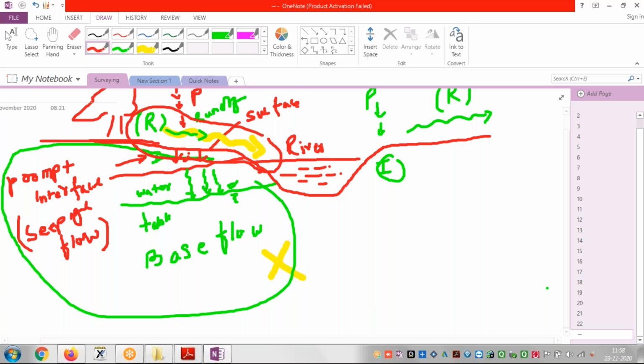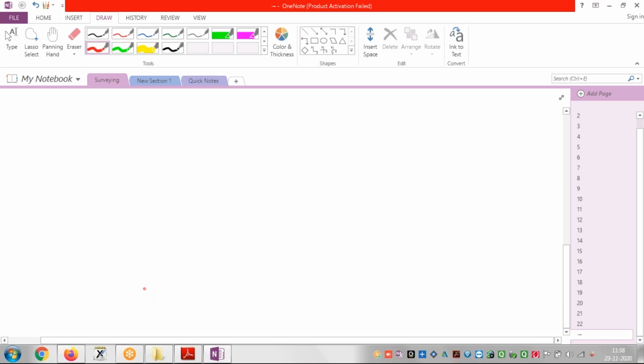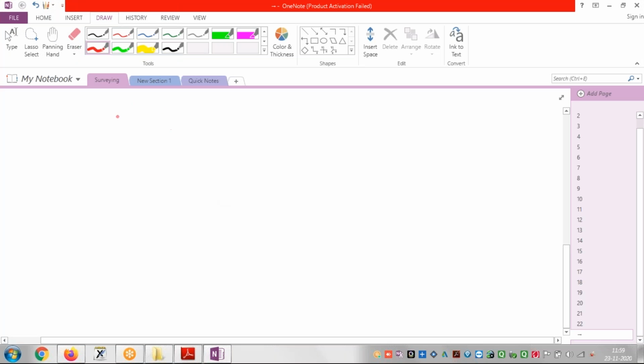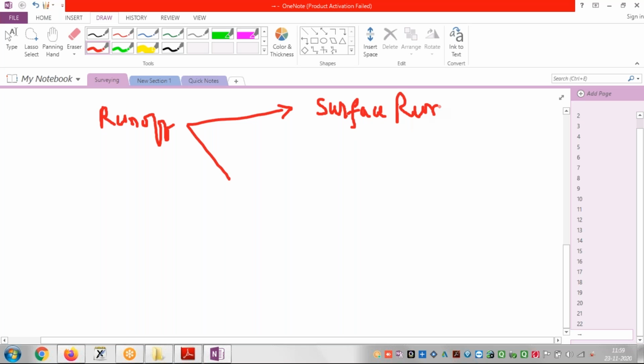Now again, if I talk about runoff, there are components of runoff, or I can say that runoff is divided into two categories, right? Runoff is divided into two categories, that is surface runoff and subsurface runoff.